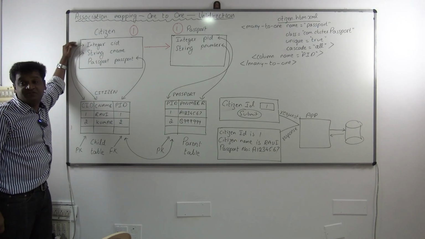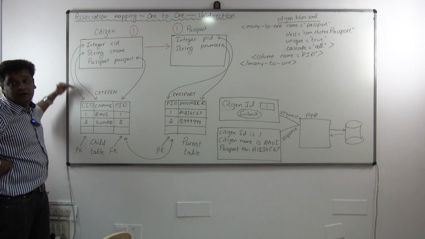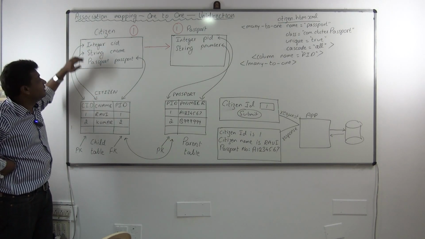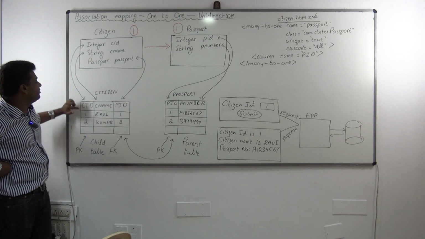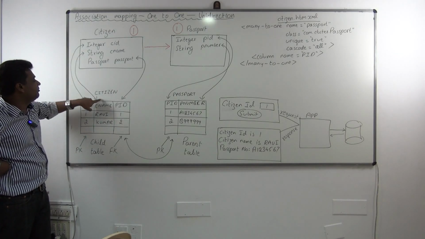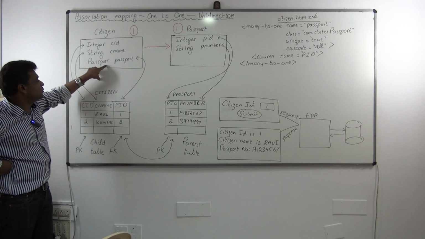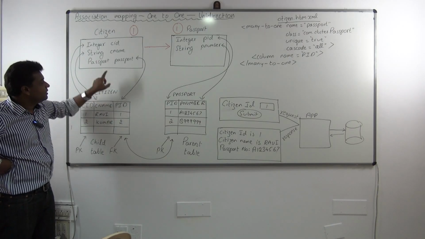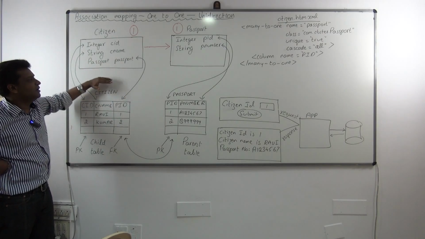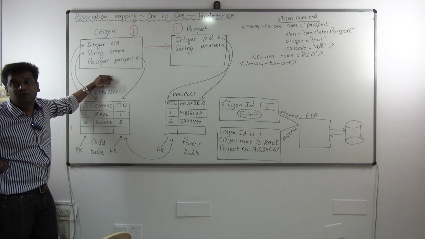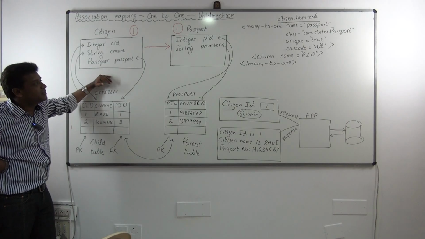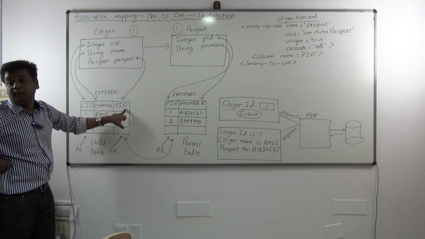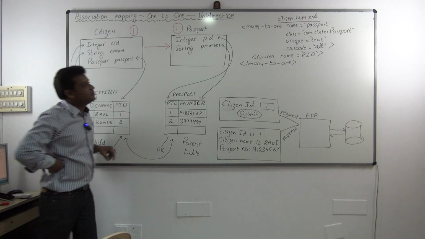Now we'll see how you map these three properties of the citizen entity with three columns of the citizen table. Very simple. The CID property will be mapped with the CID column, CNAME property will be mapped with the CNAME column, and passport property will be mapped with the PID column. So this is how you will do the mapping. Yes. So in this example, only one thing we have to focus on and understand more is the mapping between this property called passport and the PID column. Clear? So let's understand that.